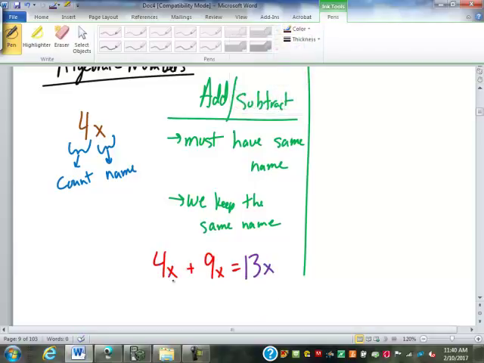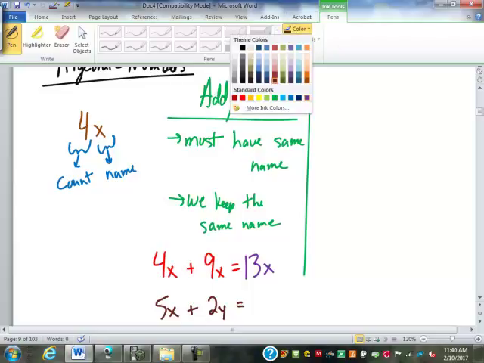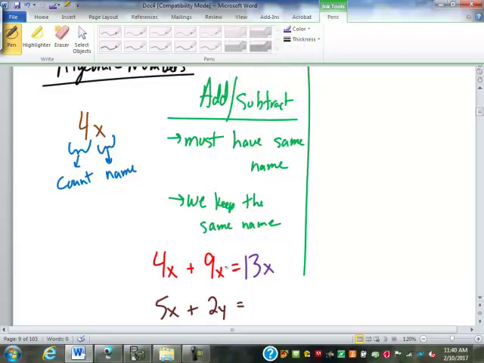If I have something like 5x plus 2y, the result's going to be what? Trick question. It's just going to be 5x plus 2y. We can't combine those with addition because they have different names.